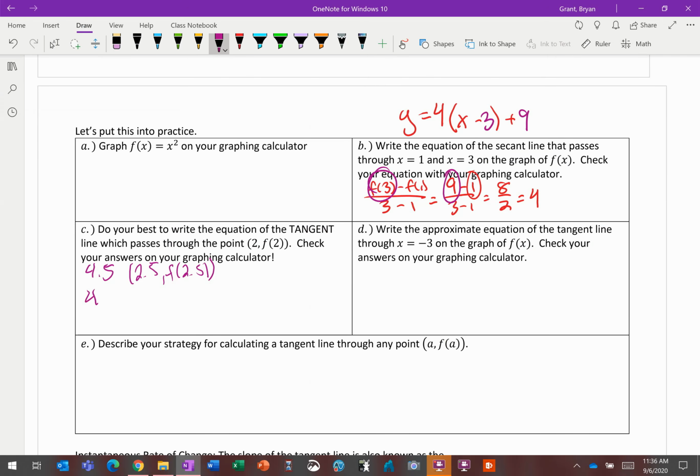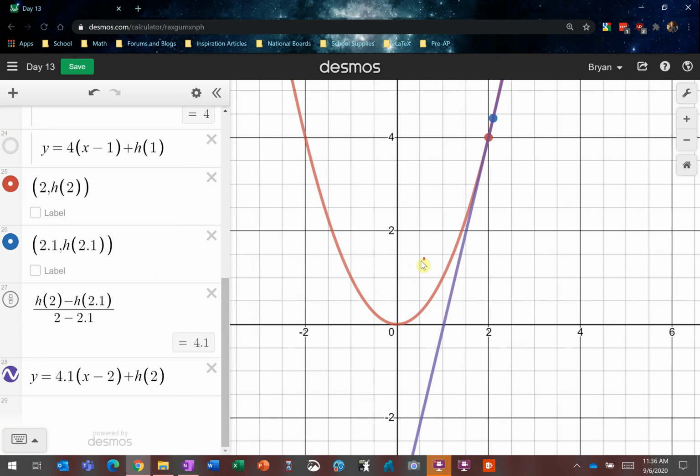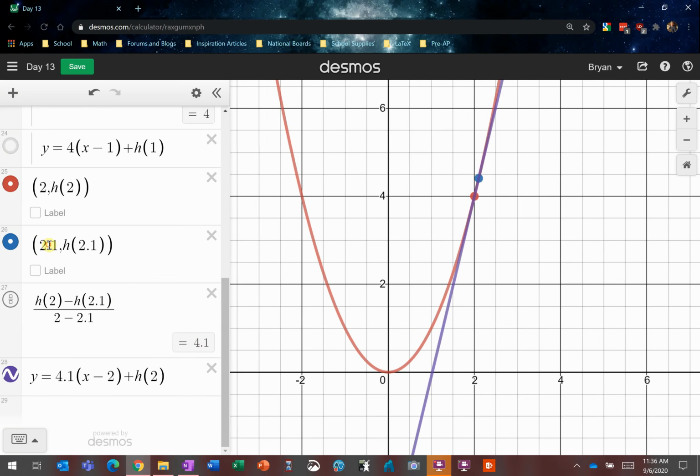So 4.1, we found a slope using the point 2.1 comma f of 2.1. Very, very close there. Well, if that's very close, I bet you could probably guess a perfect slope that would work. But just to drive this point home, let's use a point even closer. Let's use the point 2.001.